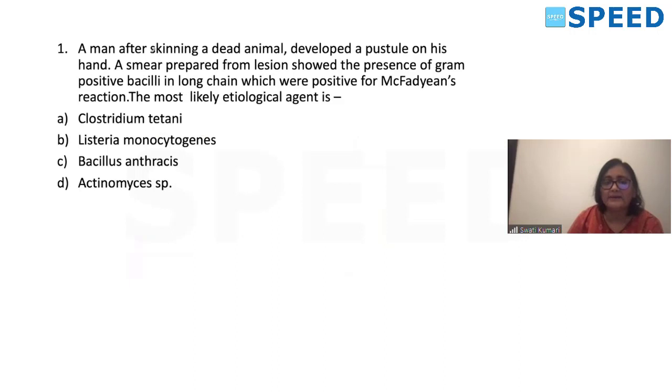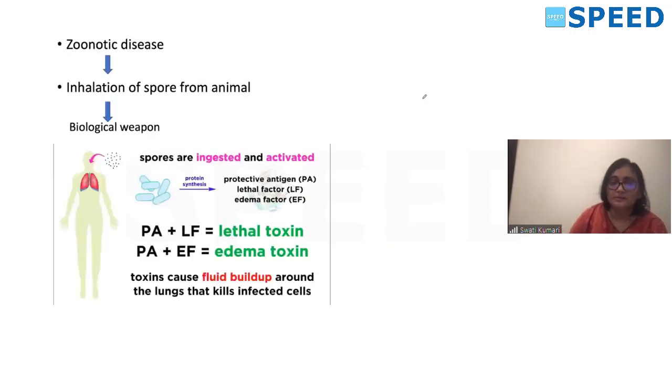So a person having a history of skinning a dead animal develops a pustule on his hand, and lesions from there showed gram-positive bacilli in long chains. McFadyean reaction was positive. So this is a disease of Bacillus anthracis, and it is a zoonotic disease, happening by inhalation of spores from the animal.